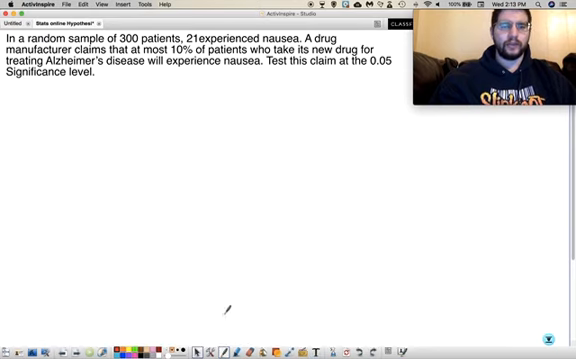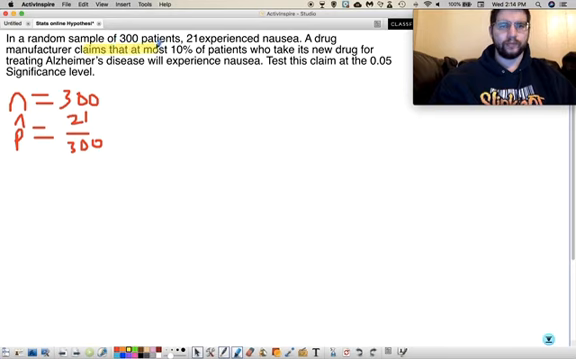If we read this one, a random sample of 300, I'll go ahead and write down my statistics first, and then I'll get my hypothesis test. 21 experienced nausea. So p-hat would be 21 out of 300. The new drug claims that at most 10% of patients who take this new drug for treating Alzheimer's will experience nausea. So that tells us our alpha is 0.05.